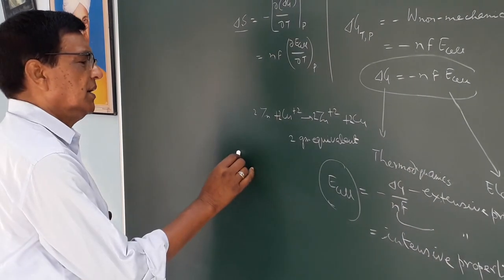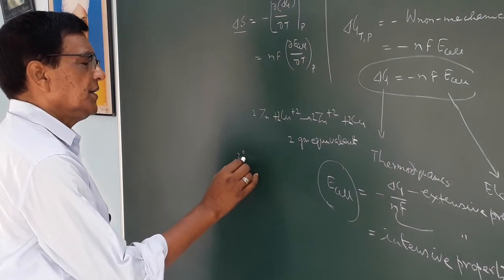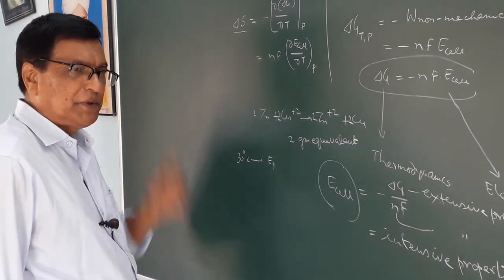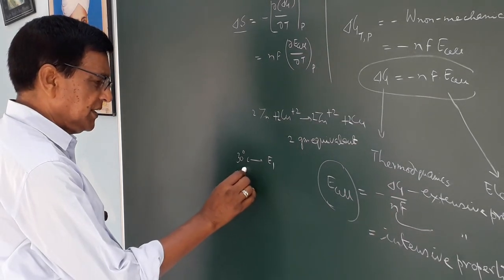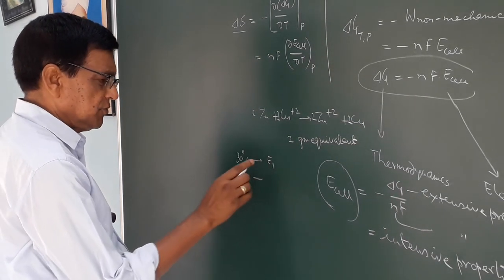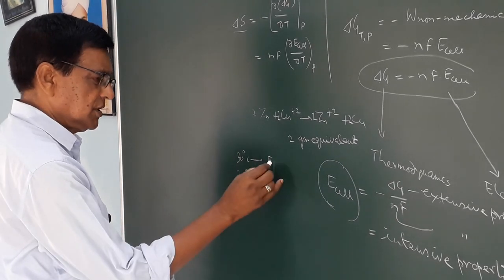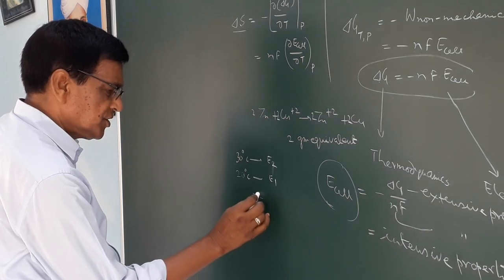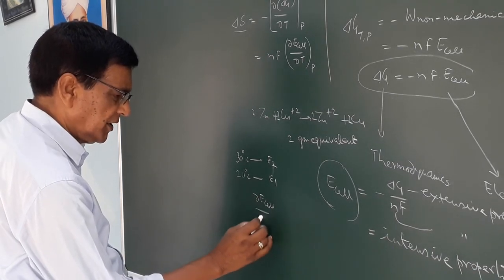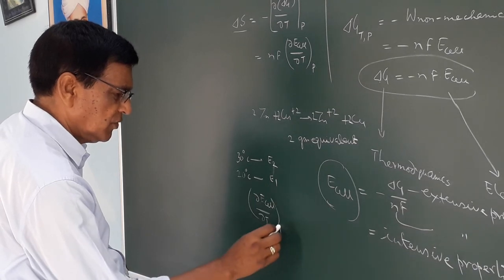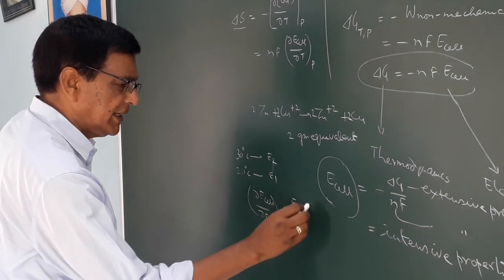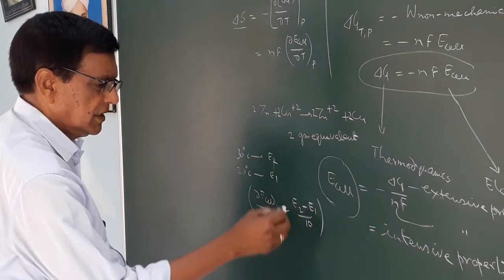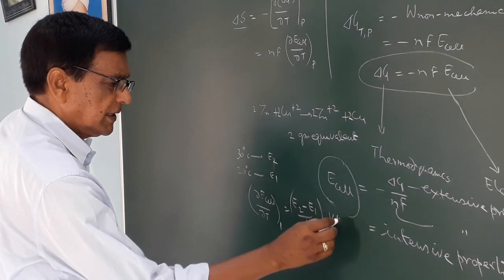Suppose at 30 degree centigrade the EMF of the cell is E1, determined by means of a potentiometer, and at 20 degree centigrade it is E2. Then the derivative of E cell with respect to T at constant pressure is simply E2 minus E1 divided by 10, and its unit is volt per Kelvin.